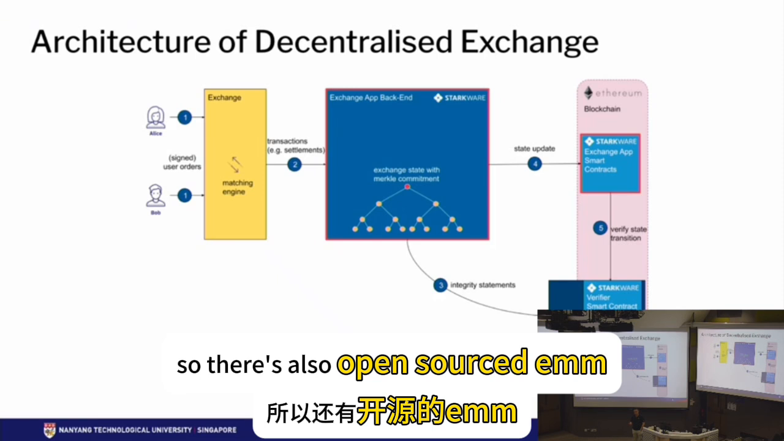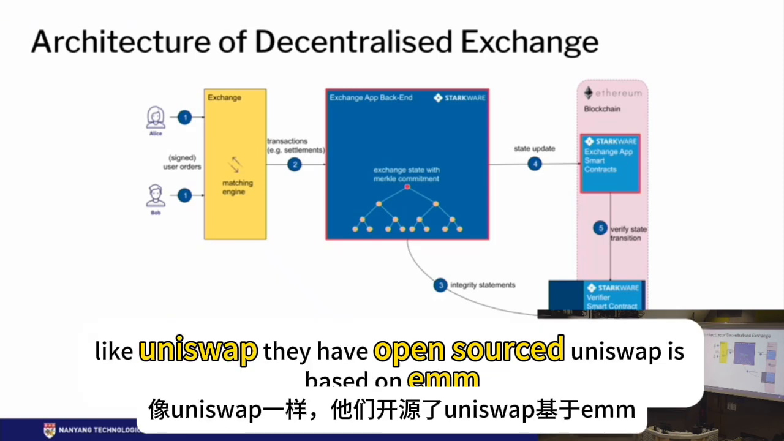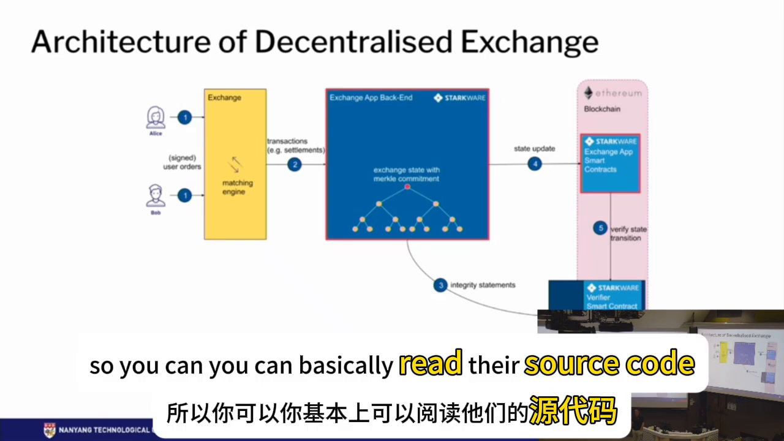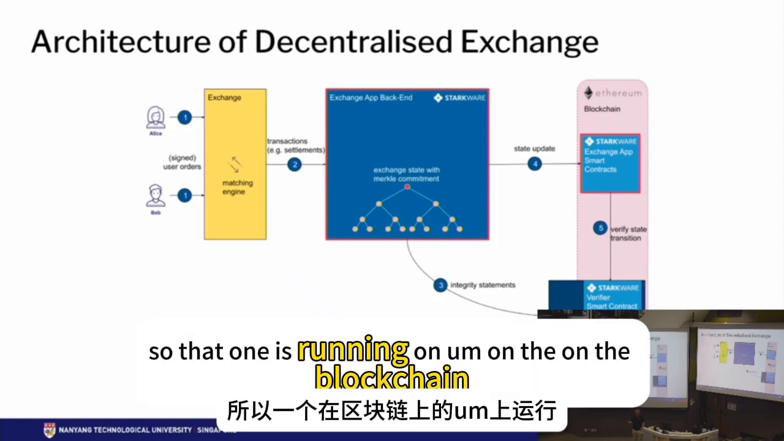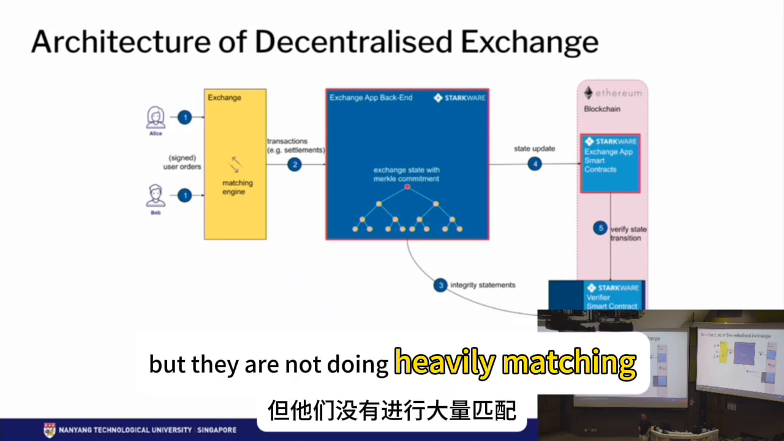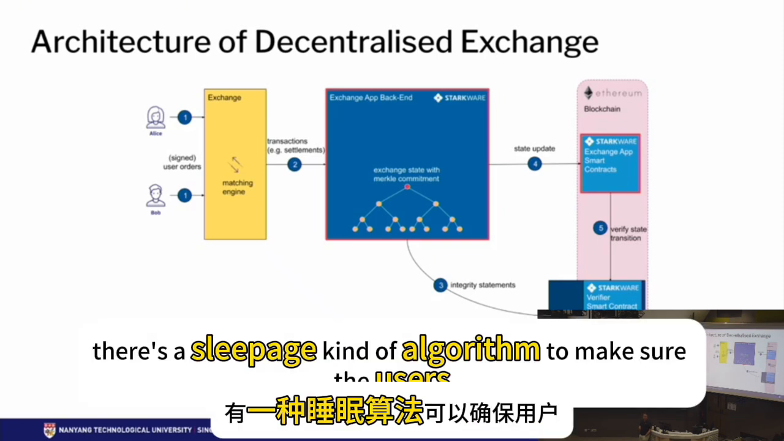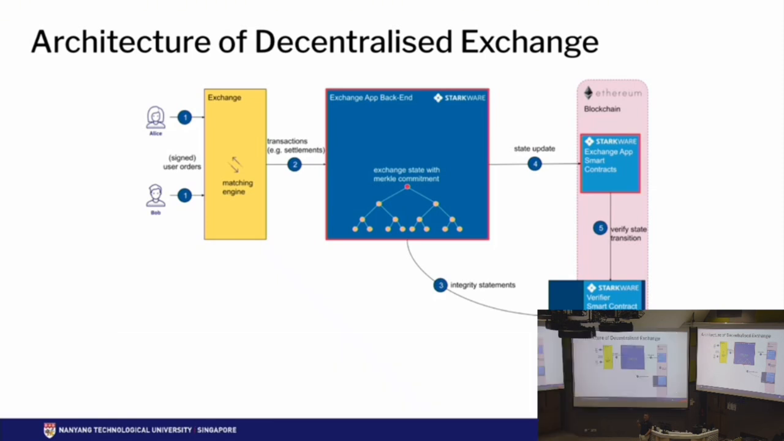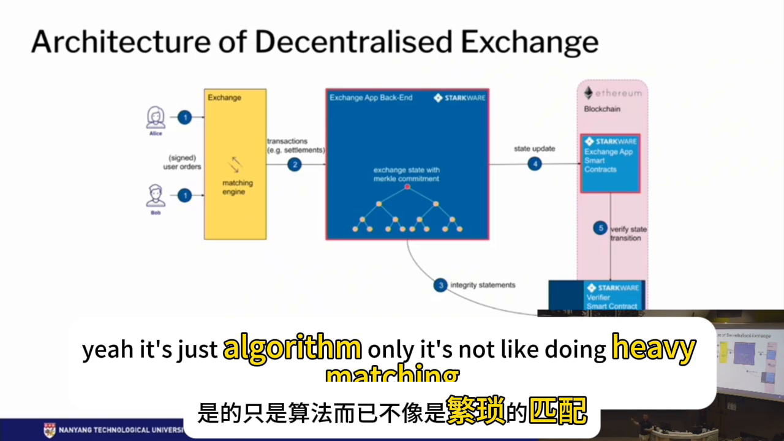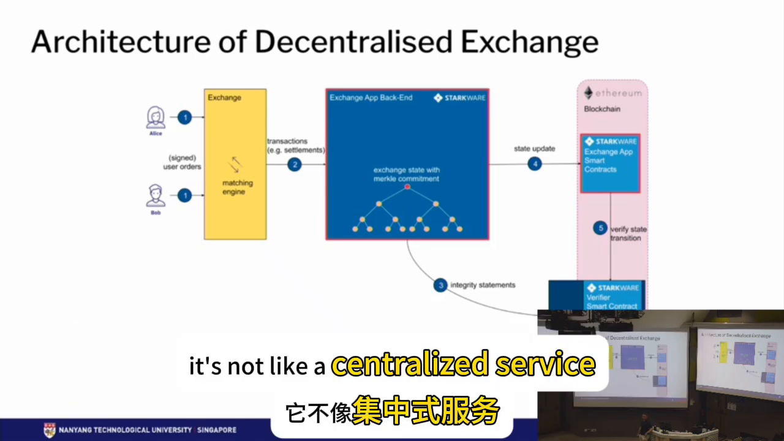There's also open source AMM like Uniswap. Uniswap is based on AMM, so you can read their source code and see how they do the AMM on top of blockchains. That one is running on the blockchain, but they are not doing heavy matching. That's why there's a slippage algorithm to make sure the users spend less cost to get that token bought. It's just an algorithm only. It's not doing heavy matching. It's not like a centralized service.